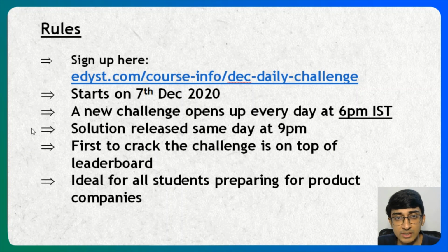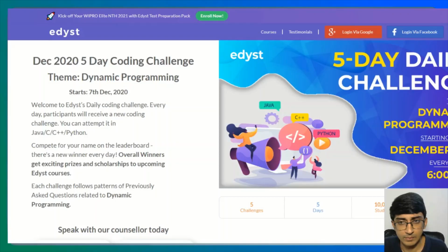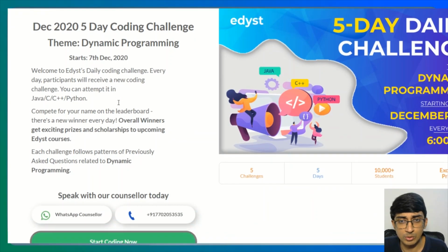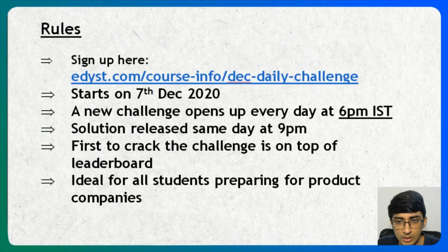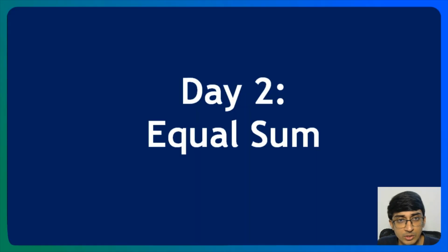Once you click this link, this is what will open up for you. You can just go through and read a lot about this. And when you click start coding now, you will be asked to sign up, enter your details, and go ahead and start actually writing the code as well. So we'll go to today's question, which is called equal sum, and I'll also open up that question. Once you've signed up, you'll get a particular page. Let me just open up the coding question on our platform.